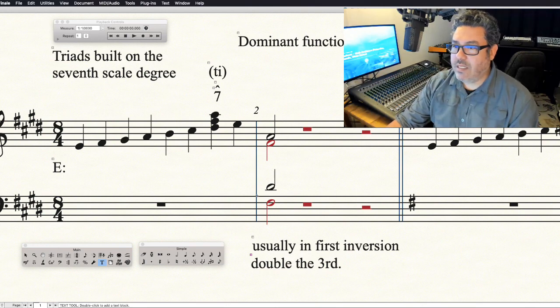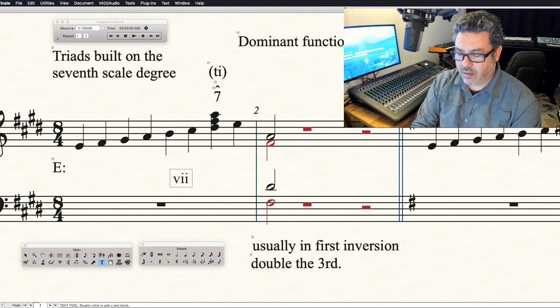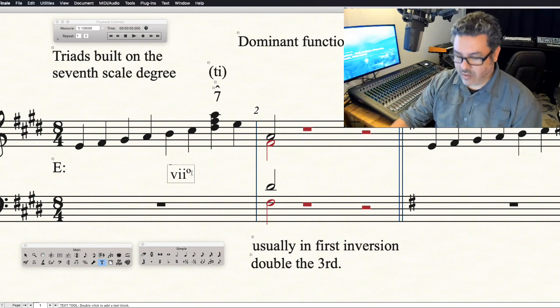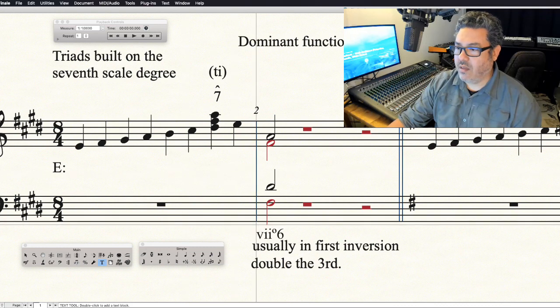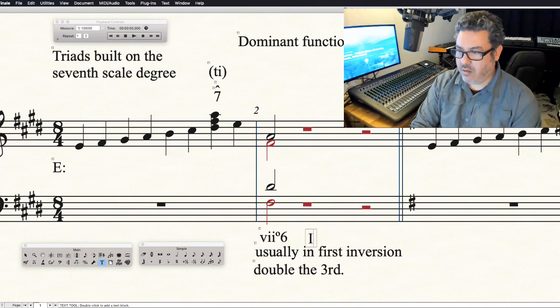So the 7 chord, we could write that in actually. So it's going to be a 7 diminished triad. This is going to resolve to 1. All right, so we put that right there. Well, technically, it's in first inversion here, so we're going to add a 6. There we go. Look at that, all fancy. Let's move them all. There you go. Okay, there's your figured bass for this. And then we're going to go to 1.